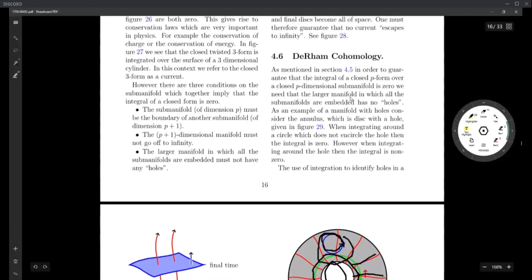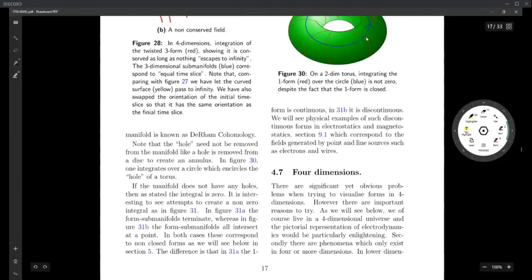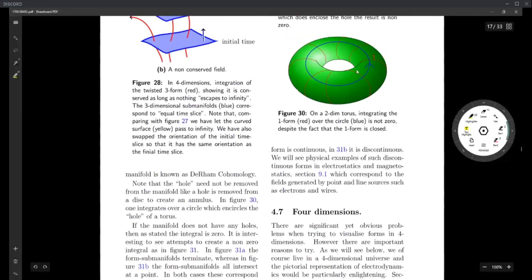But then I'll just give you a gist on what that is. So we saw that for the integral to be zero, the manifold should not have any holes, right? So then when you cannot visualize, right? So right now we can see, there's a big, big hole in the torus, right?